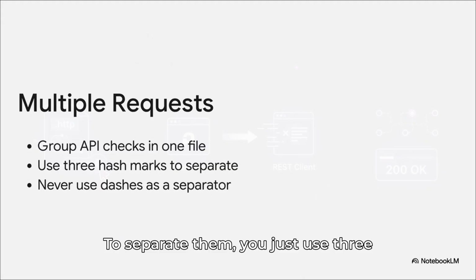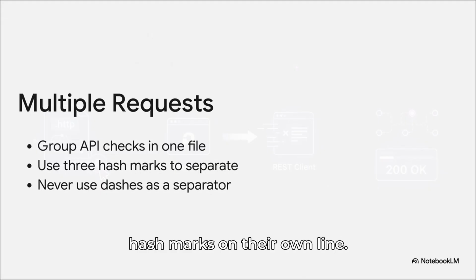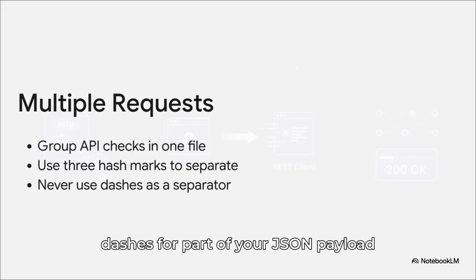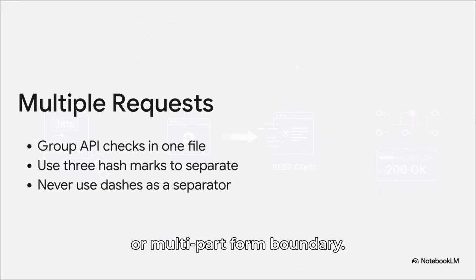To separate them, you just use 3 hash marks on their own line. A really quick pro tip from the documentation here. Be careful never to use dashes as a separator. Some backends might actually mistake dashes for part of your JSON payload or a multi-part form boundary. So always stick to the 3 hashes.